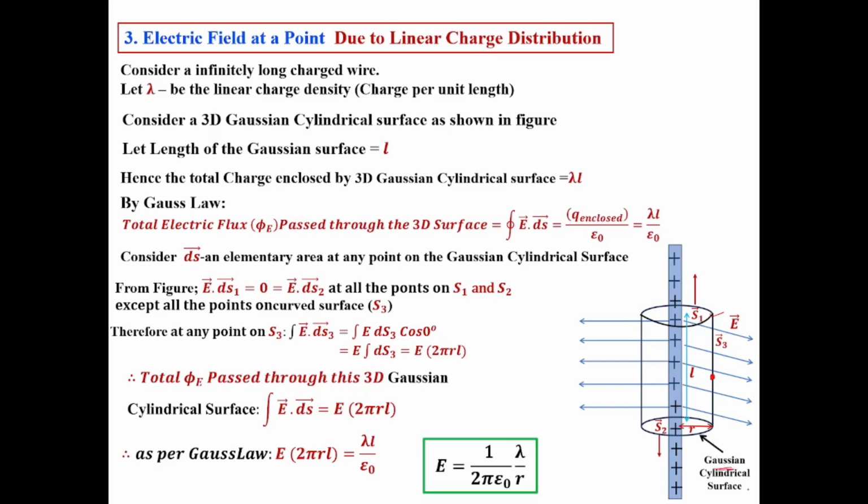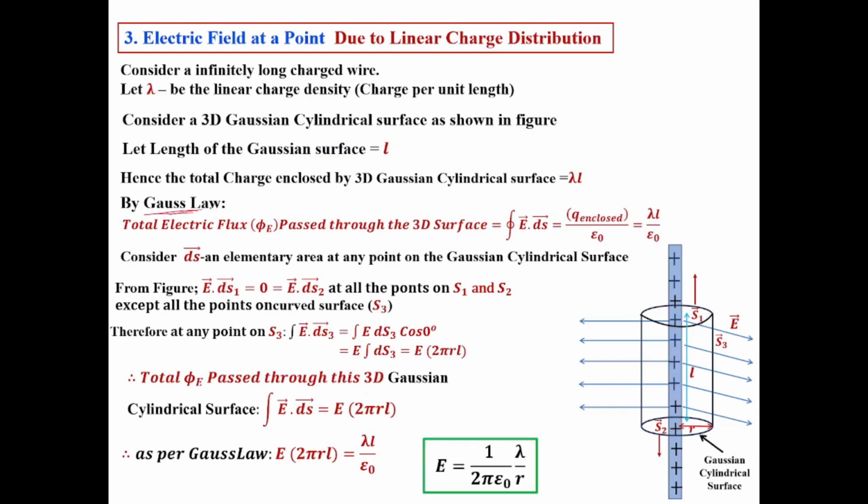So here the Gaussian surface is a cylindrical one. Here the same thing has been written: consider a 3D Gaussian cylindrical surface as shown in the figure. Let the length of the Gaussian surface be L. Per unit length charge is lambda. So in this length L, the charge enclosed by this Gaussian surface will be lambda into L.